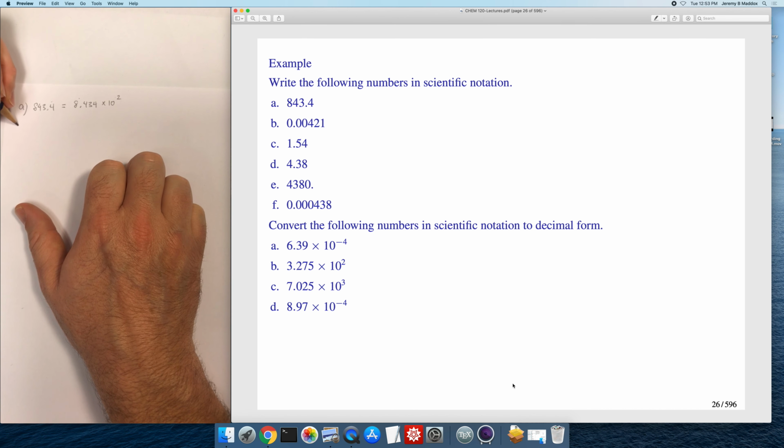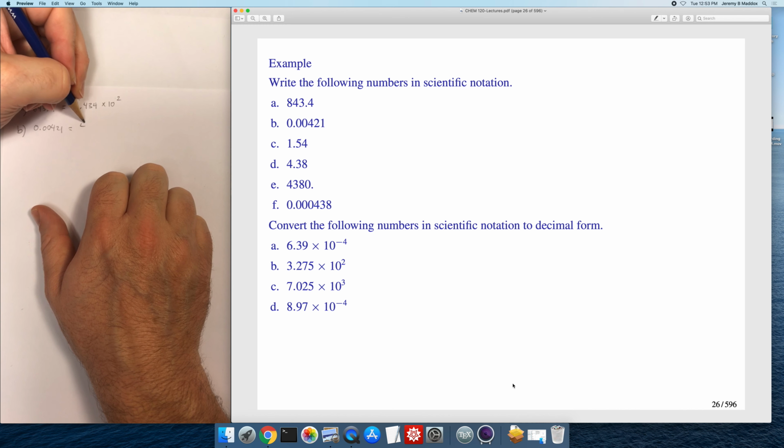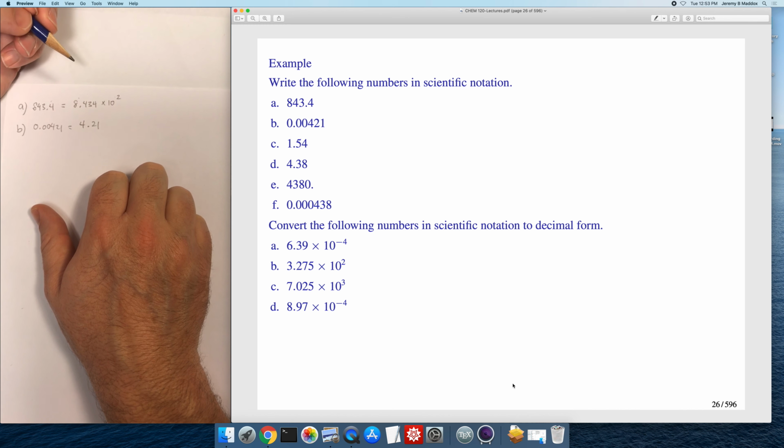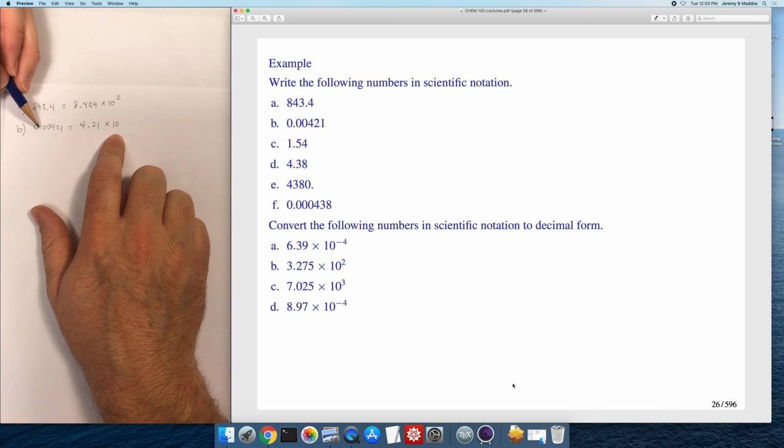Just like that. So part B here, this time we have a small number. Let's write it in scientific notation. So we should have 1 digit to the left of the decimal place. And now we're going to multiply by a power of 10. What should the power of 10 be?